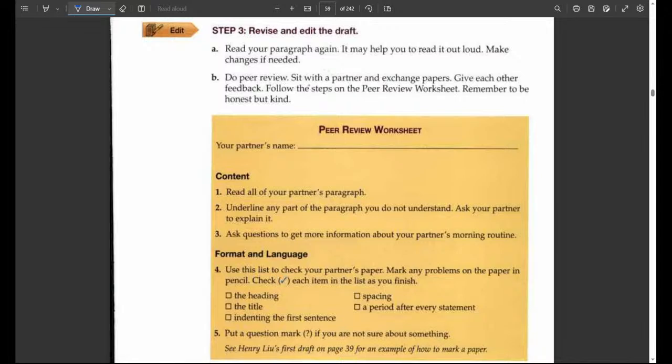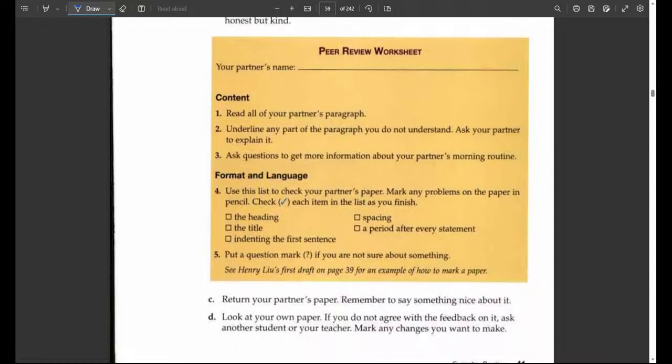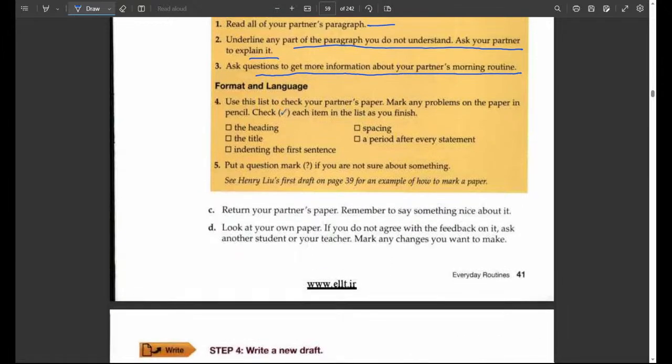Do peer review. Sit with a partner, exchange papers and give each other feedback. Follow the steps on the peer review worksheet. Remember to be honest and kind. Peer review worksheet. Your partner's name. Content. Read all of your partner's paragraph. Underline any part of the paragraph you do not understand. Ask your partner to explain it. Ask questions to get more information about your partner's morning routine.